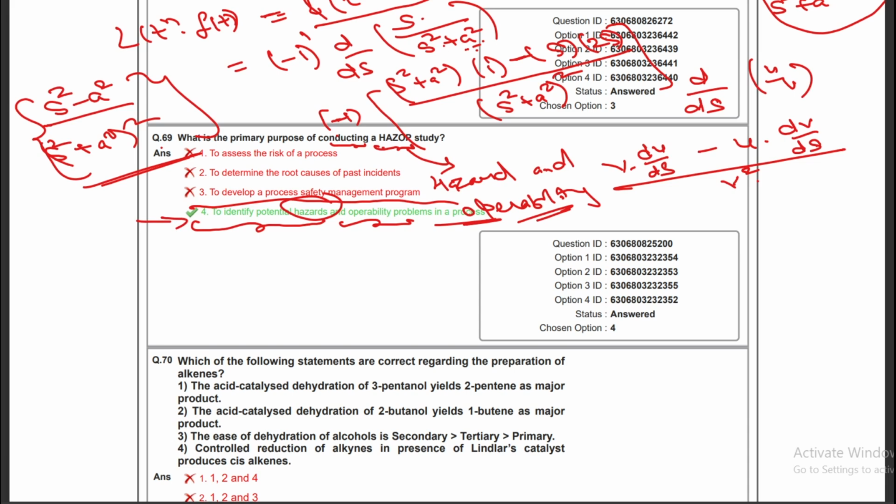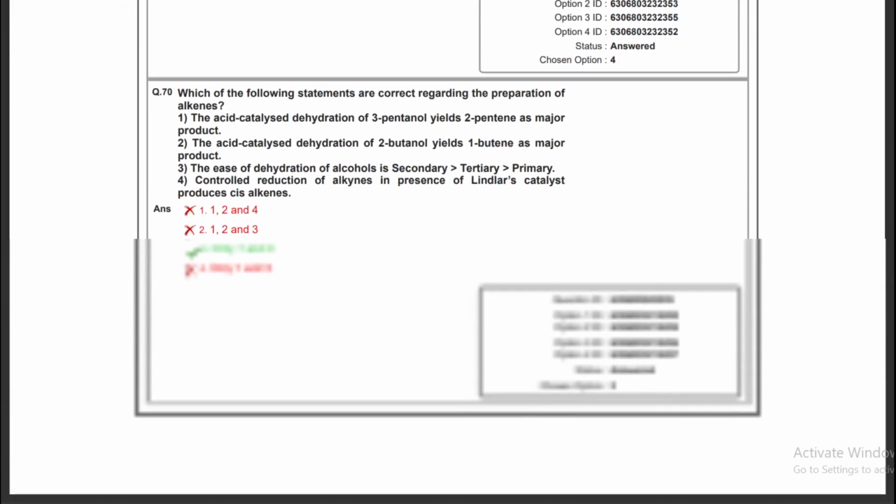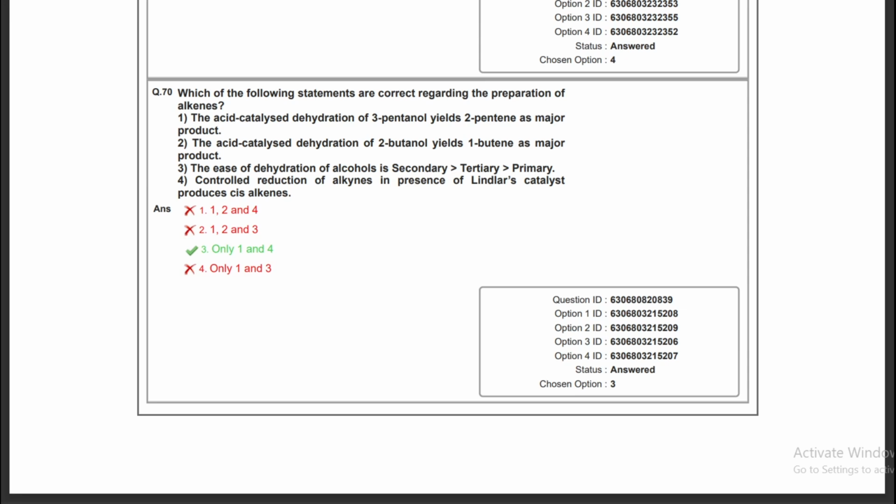Now our last question of this section: which of the following statements are correct regarding the preparation of alkenes? So the first one is the acid catalyzed dehydration of 3-pentanol yields 2-pentene as a major product. So let's take 3-pentanol.